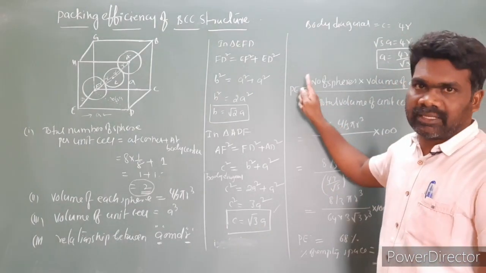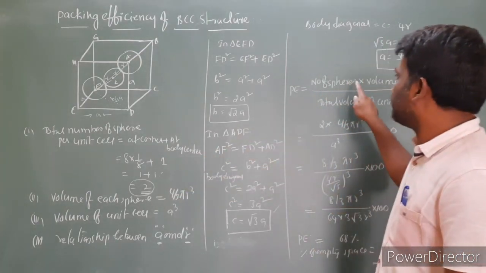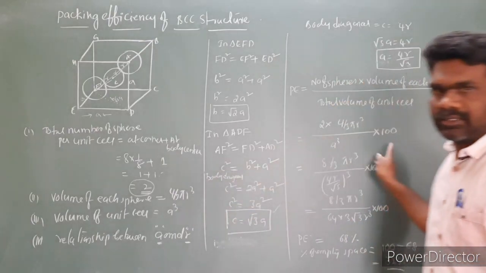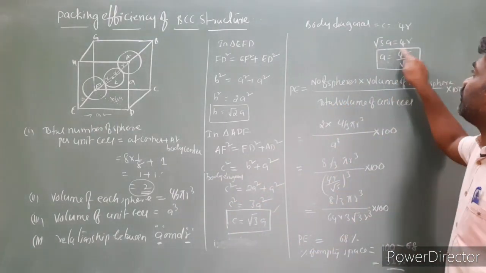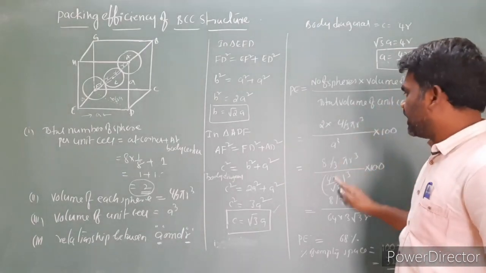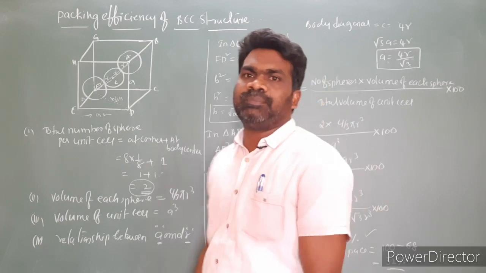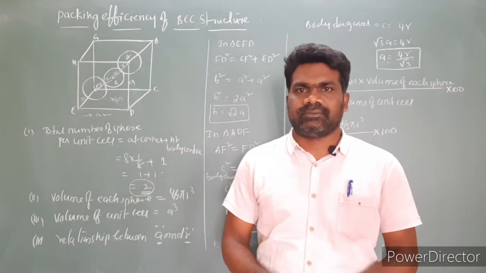So we know the formula of packing efficiency. Substitute all the things. Substitute the number of spheres and the volume of each sphere here. Next, substitute the volume of the unit cell here. And next, you can substitute the a value. The edge length we already found: a is equal to 4r by root 3. Substitute this value here, and upon simplification we will get 68%. So this is the packing efficiency of the BCC structure.